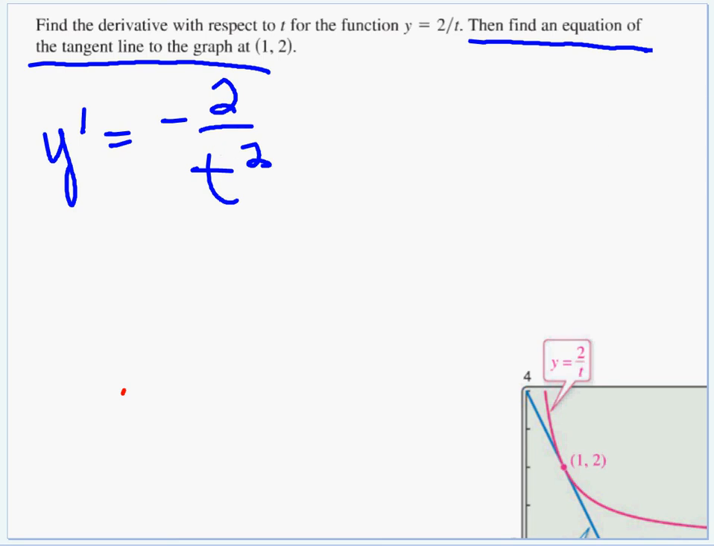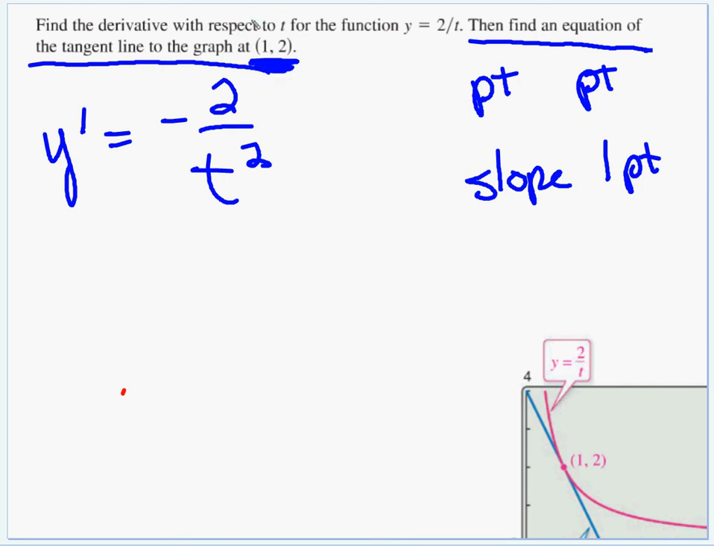Let's think back to Algebra 1, Algebra 2. We want to write the equation of a line. We need two things. We either need 2 points, a point and a point, so we can find the slope between them, or we need the slope and 1 point. Now what we found, well, they gave us a point. Here's the point we want to be tangent at, 1, 2. So we want a point, and they gave us 1, 2. We now need the slope, and we found the derivative. Remember, the derivative will give us the slope.